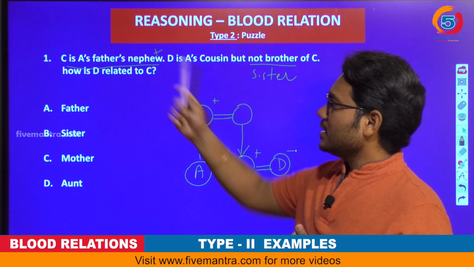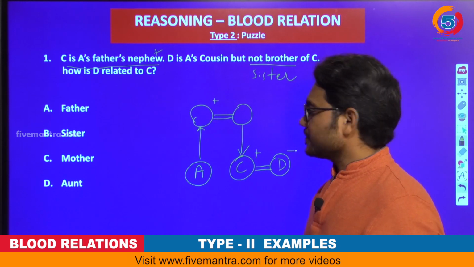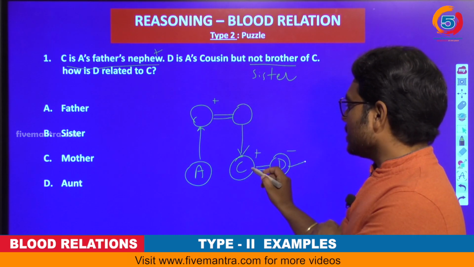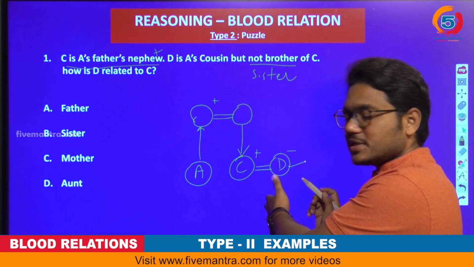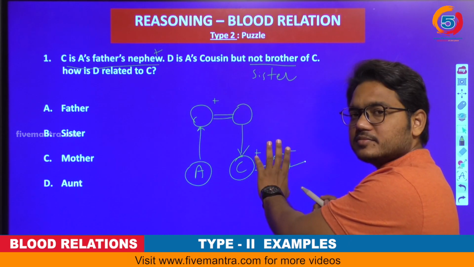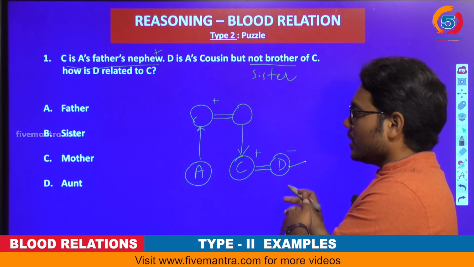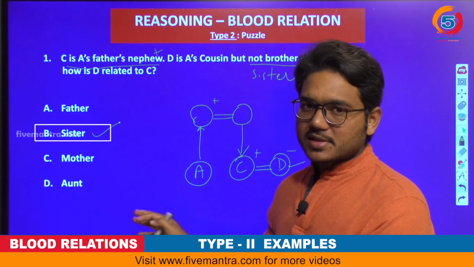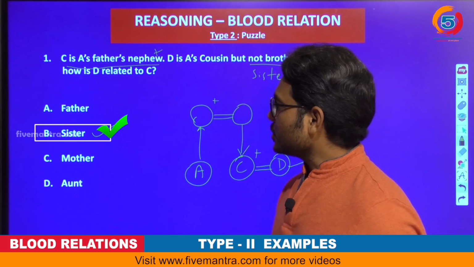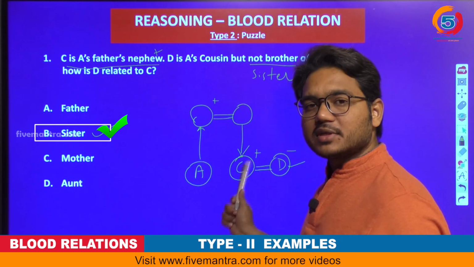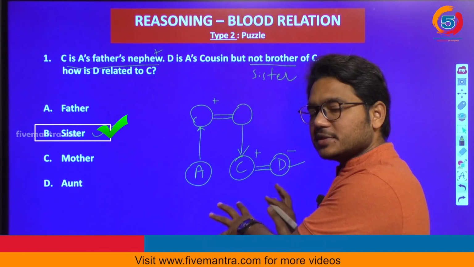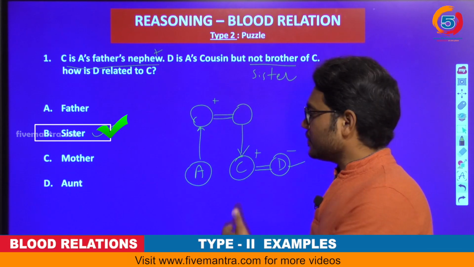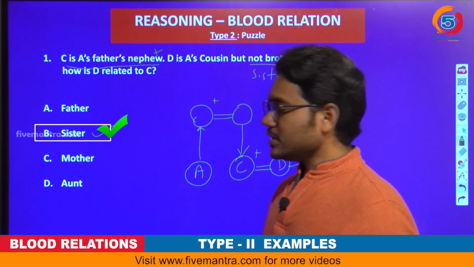Now what is asked? How is D related to C? D is here. C and D are siblings. D is female, C is male, and D can be called the sister of C. So the answer is sister. Please be careful with the relationship tree. Once you are sure with this tree, the answer is obvious, and we can easily identify various answers. Let us go ahead with another problem.